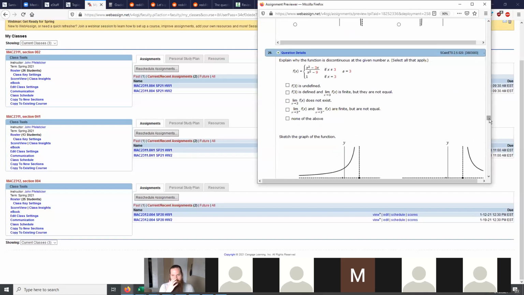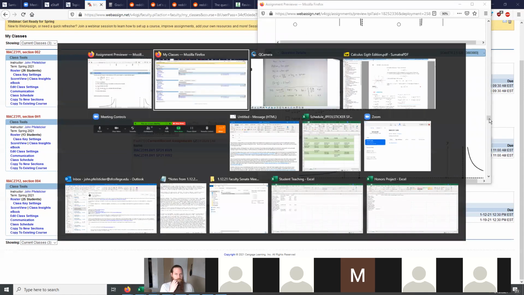Let's look at number 29. We're going to explain why this function is or is not discontinuous at the number A. And here, let me copy this down. This is homework 2, number 29. Explain why the piecewise defined function x squared minus 3x over x squared minus 9 for x not equal to 3 and 1 if x is equal to 3 is or is not continuous at x equals 3.